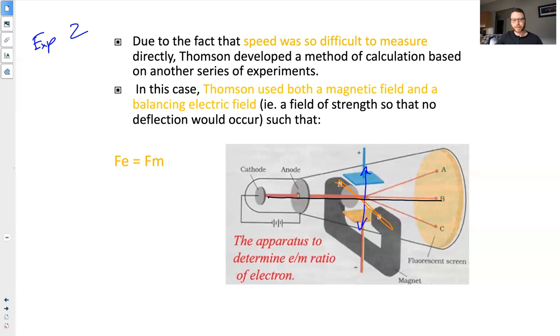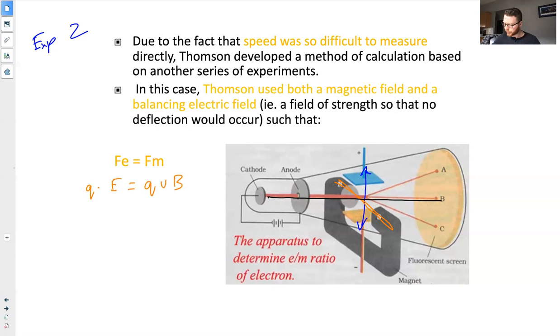For those electrons, or the cathode rays, to be undeflected, the electrostatic force Fe acting on an electron moving through an electric field must equal the deflecting force. So Fe is equal to the deflecting force. Fe, the force moving a charge through an electric field, is equal to Q times E, and the deflecting force is equal to QVB.